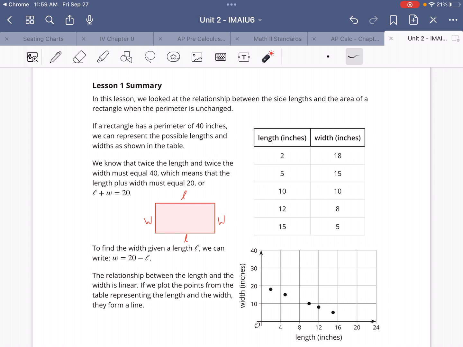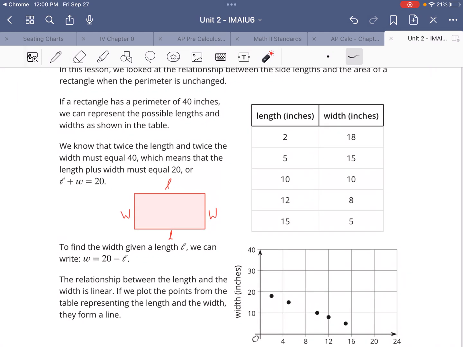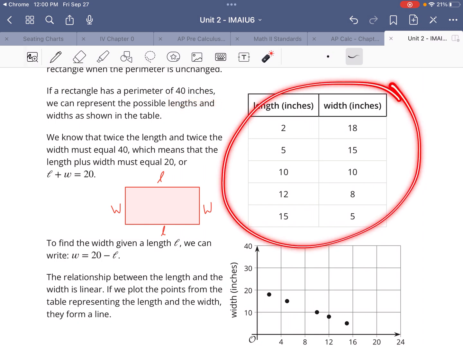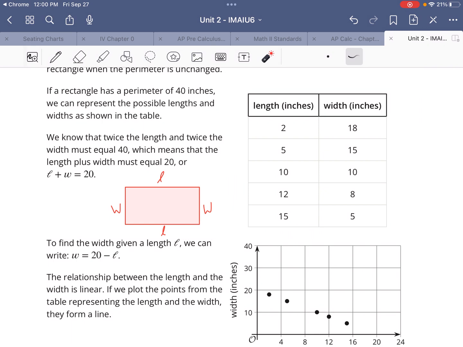So in this lesson, we looked at the relationship between the side lengths and the area of a rectangle when the perimeter is unchanged. If a rectangle has a perimeter of 40 inches, we can represent the possible lengths and widths as shown in the table. We know that twice the length and twice the width must equal 40 because there are two lengths and two widths to go around the outside, and perimeter is just the distance around the outside of a figure.